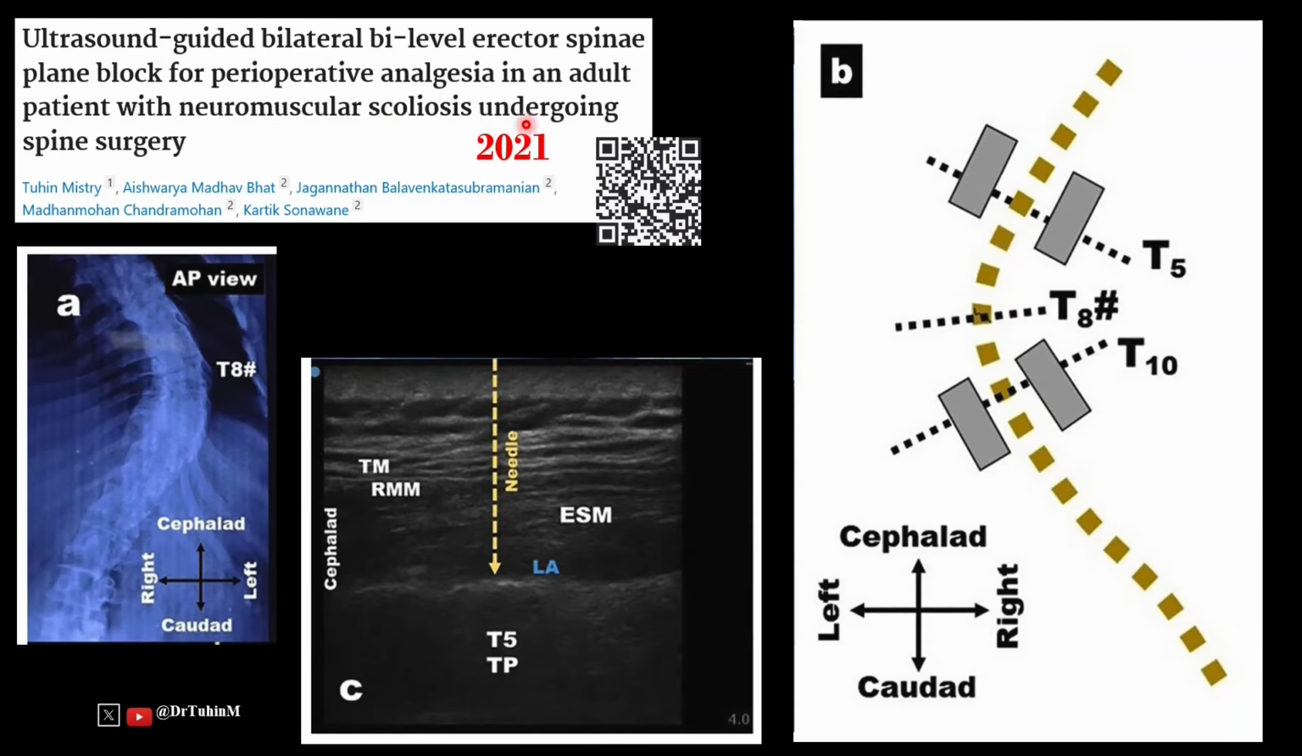This is what I was talking about. Avoid the hump area or the fracture area in this case, and use the proximal or the distal to get a good spread, and depending on the level of involvement or the level of surgeries.